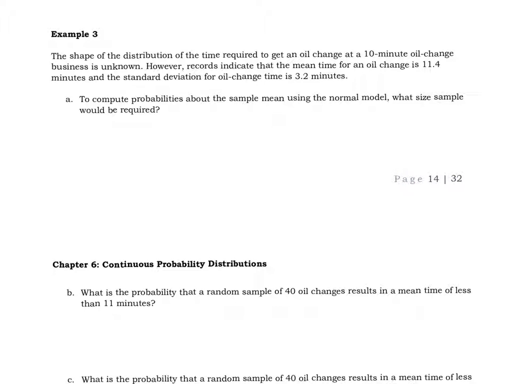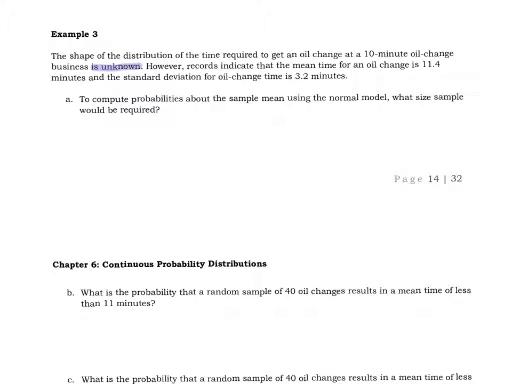All right, moving on to example 3. The shape of the distribution of the time required to get an oil change at a 10-minute oil change business is unknown. Again, important concept to note. However, we know that the mean time is 11.4 minutes and the standard deviation is 3.2 minutes.